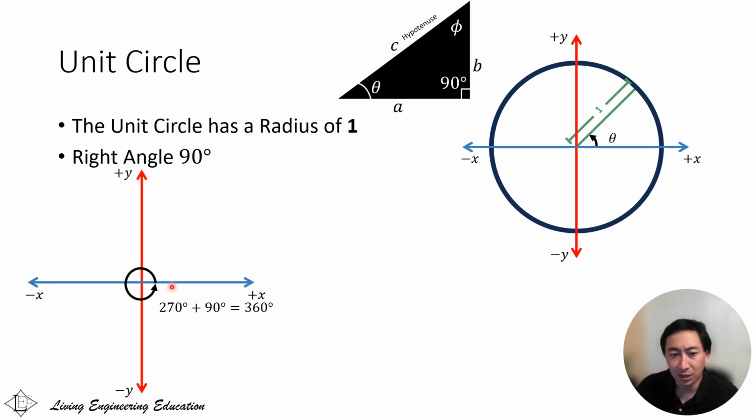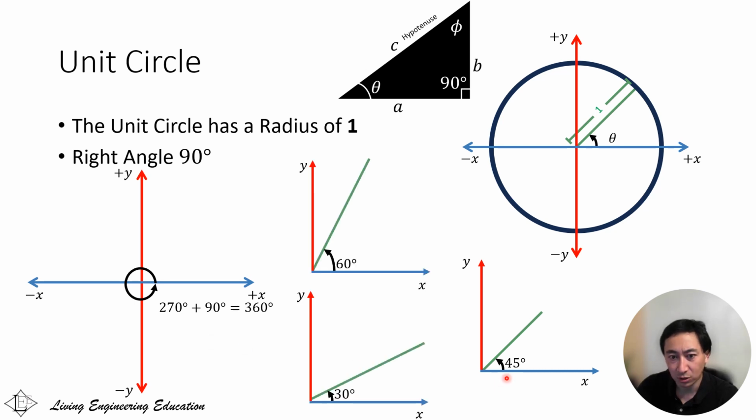Now, 90, 180, 270, and 360 are not the only important angles. Some of the other important angles are 45 degrees, 30, and 60 degrees. When I say important angles, these come up a lot as reference points, but they also come up a lot in how we design things in engineering. And in a second, I'll show you why these come up a lot.